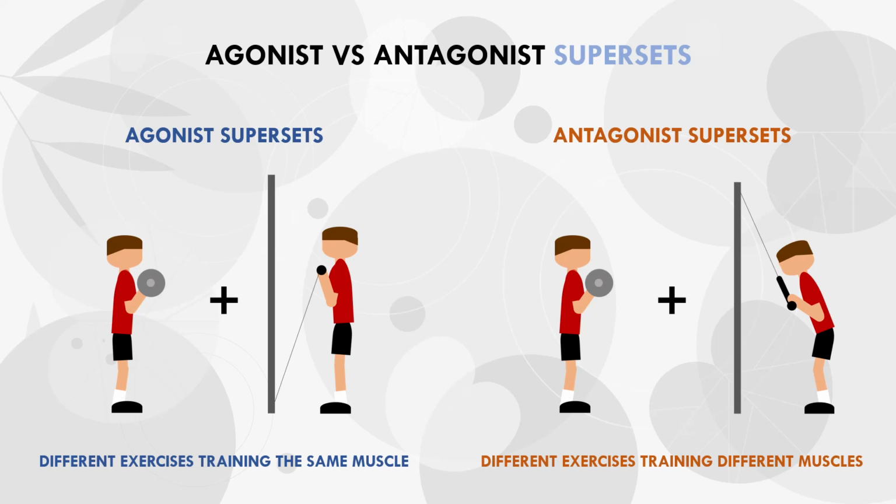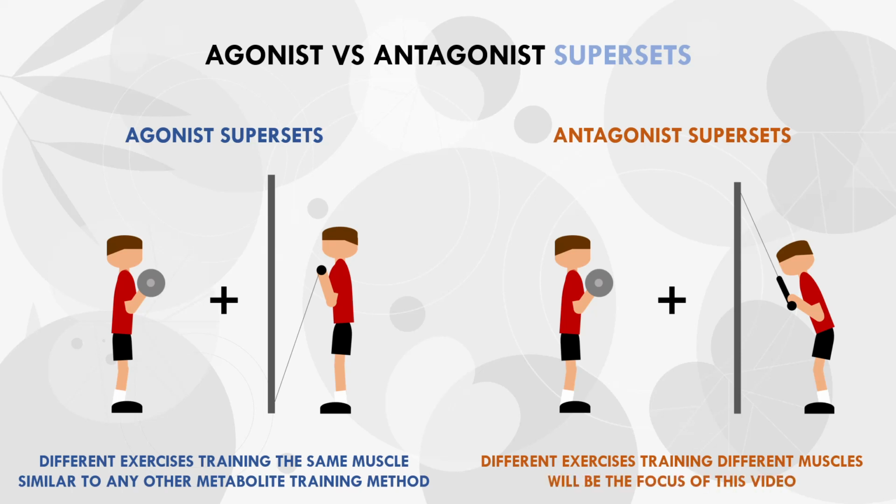When we implement either of these strategies, the effects will be slightly different and the hypertrophic stimulus may be different as a result. Agonist supersets, where the same muscle group is trained with alternating exercises, are similar to any other metabolite-style training method. Similar to any other training method implementing lighter loads and shorter rest periods, these metabolite training methods promote high metabolic stress. There are other videos on this channel about these metabolite-style training methods, but this won't be covered in this video. Rather, this video will focus more on antagonist supersets, meaning those which alternate between exercises which train different muscle groups.